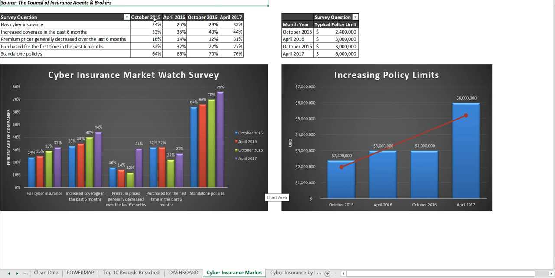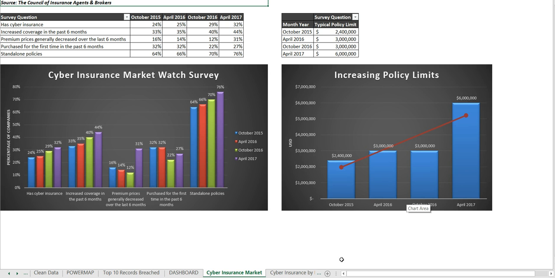Between October 2015 and April 2017, there has been an upward trend for purchasing cyber insurance. About 33% of the organizations surveyed have insurance as of April 2017. And the coverage has also been experiencing an upward trend. If we also look at the policy limits on the right here, meaning the maximum amount of money that you can possibly recover from the insurance company when something bad happens, the average doubled over the last 6 months, from $3 million to $6 million.